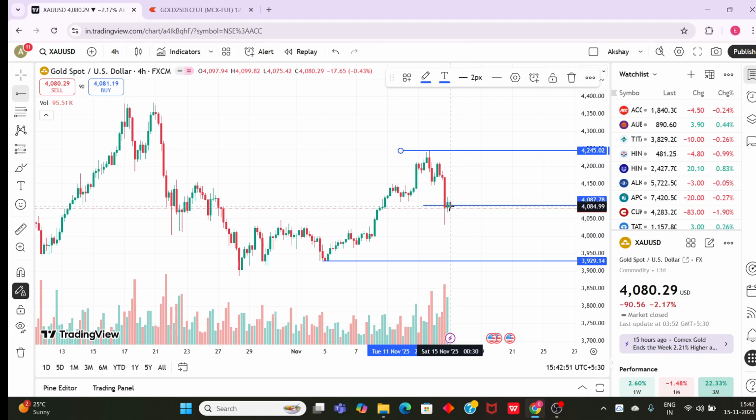You're going to take a trade as soon as any 4-hour candle closes above this 50% level. Immediately you can place a buy order, and the target should be the next 316 points from this level, which is 4087 plus 314, which is 4401. That should be the target. And the SL: as soon as any candle closes below this level, immediately exit the trade.